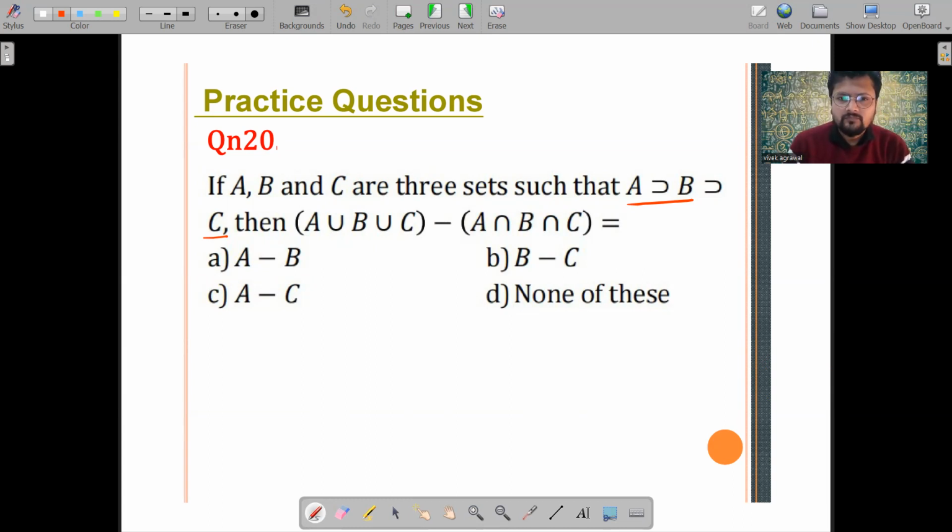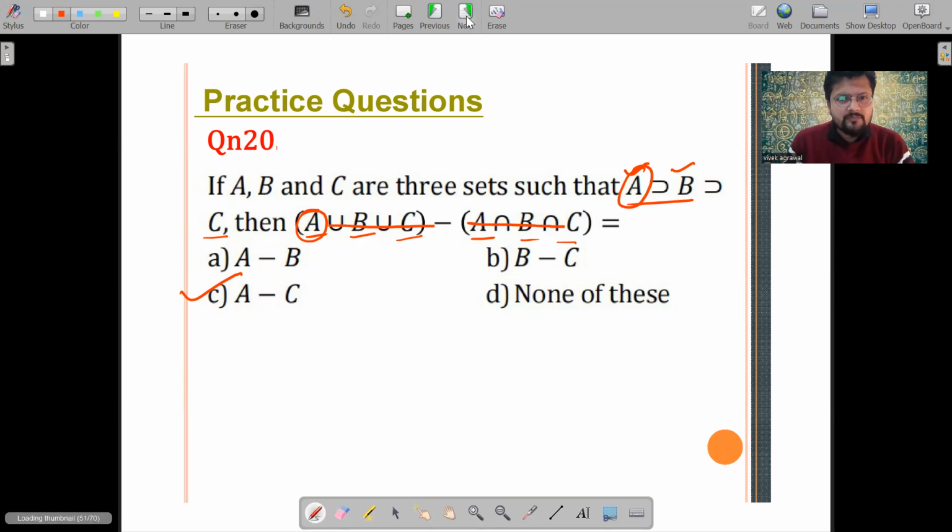C option, right? A is a superset of B, right? And B is a superset of C. So what is the biggest set? The biggest set is A, because elements of B and C are already included in A. So if you do the union of A and B and C, ultimately you will get A itself, because that is the biggest set. Now, if you do the intersection of A, B, and C, you will get the smallest set, and that is nothing but C. So the answer would be A minus C. Yes, C option.